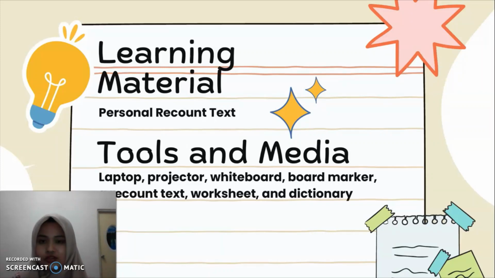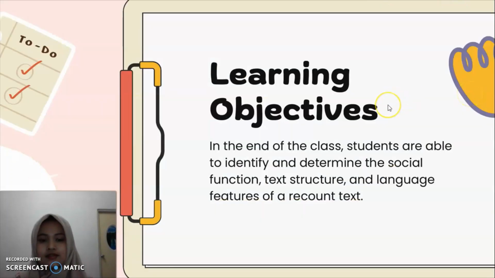As teachers, of course, we need to prepare the tools and media related to the topic. The tools and media needed in this lesson plan are a laptop, projector, whiteboard, board marker, recount text, worksheet, and dictionary. So let's move to the learning objectives. At the end of the class, students are able to identify and determine the social function, text structure, and language features of a recount text.